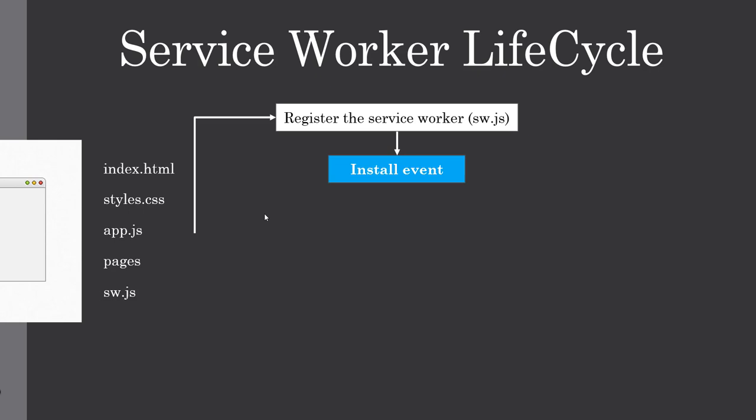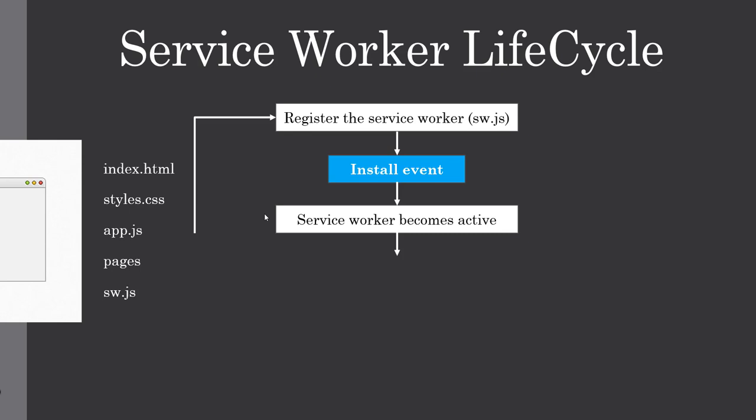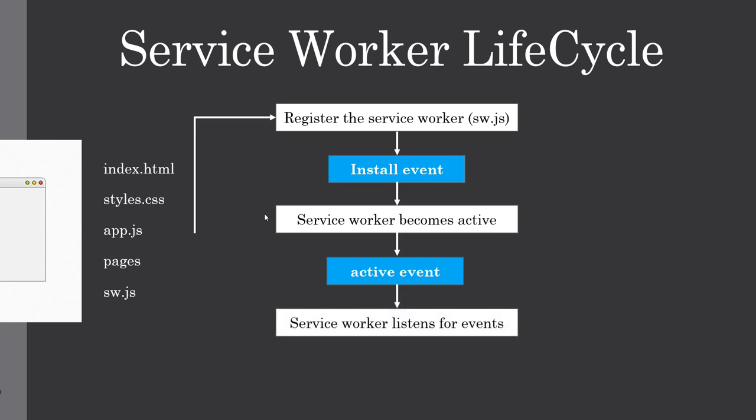And during or after this install event, of course our service worker becomes active, and it will invoke the activate event. And again, we can also add callback functions to this. And if the service worker becomes active, that means the service worker can now listen for events or any activity within the life cycle of our PWA project, the progressive web app that we are trying to implement.